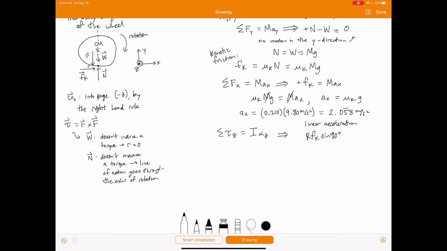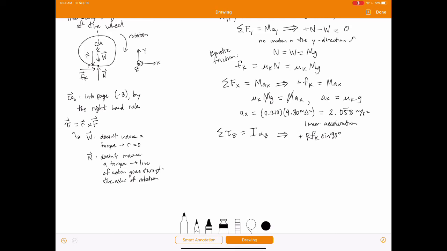We can also get the direction right by using the right-hand rule. So you take your right hand, point the fingers of your right hand in the direction of r, so point them straight down, then curl them in the direction of Fk, so straight to the right. And you're going to find that your thumb is pointing out of the page, which is the positive z direction. So that torque gets a positive sign. Okay?